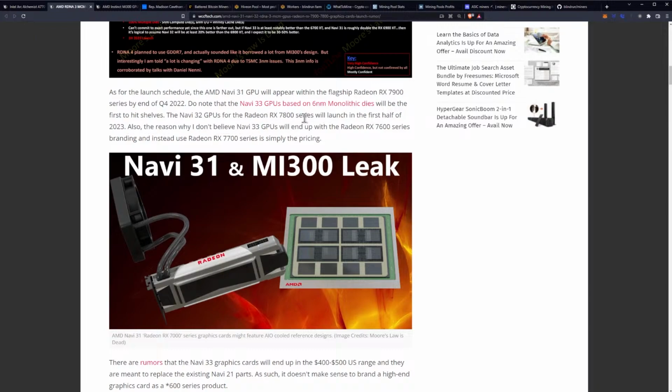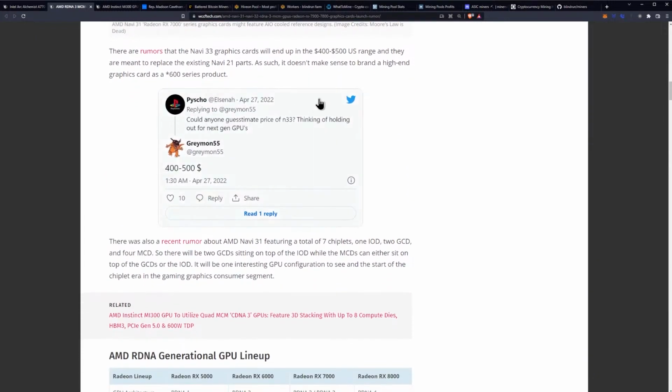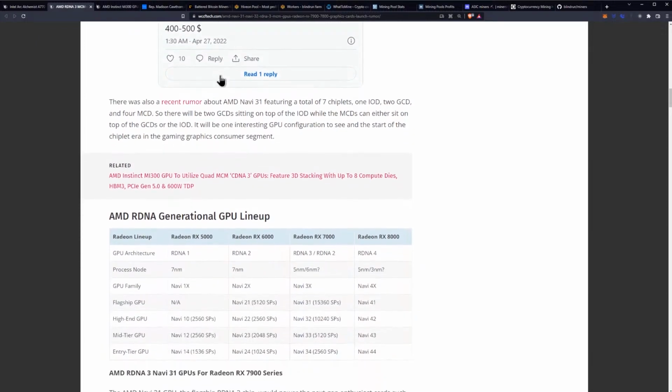Also, the reason why I don't believe Navi 33 GPUs will end up with the RX 7600 series branding and instead use the 7700 series is simply the pricing. There are rumors that the Navi 33 graphics card will end up in the $400 to $500 US range, and they are meant to replace the existing Navi 21 parts. As such, it doesn't make much sense to brand high-end graphics cards as a 600 series product.